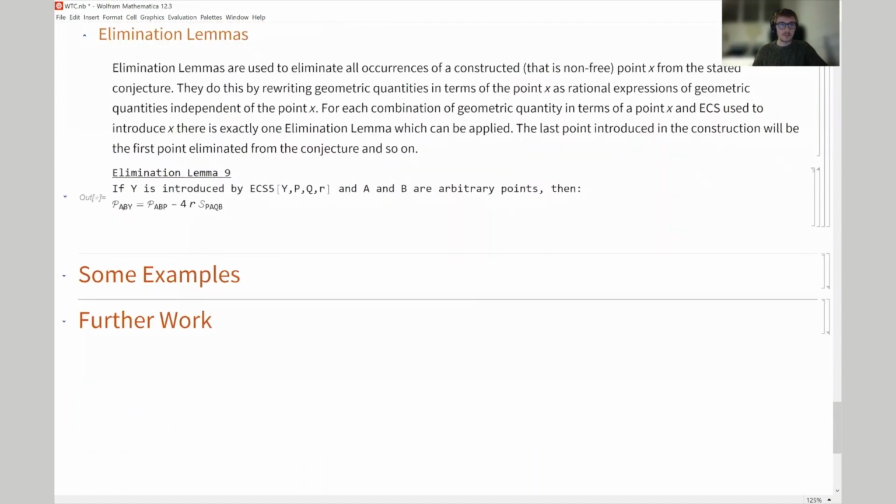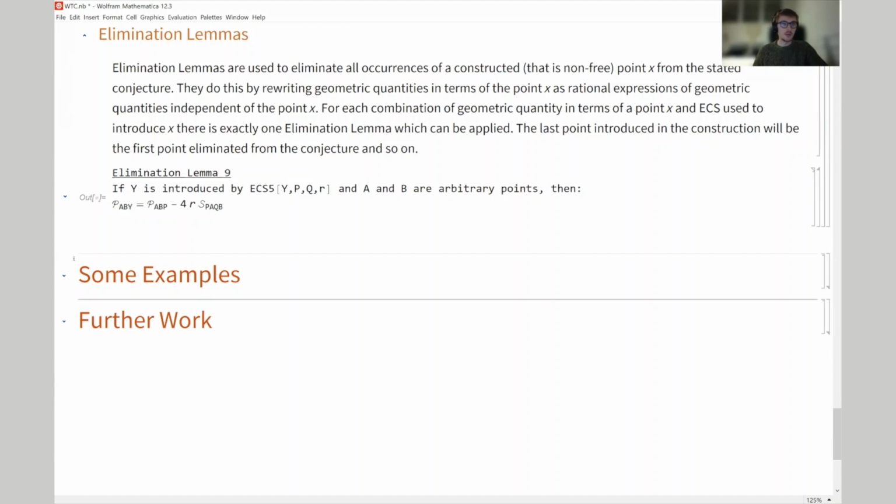So just to give an example of what such an elimination lemma looks like, if we have that y is introduced by the fifth construction step and a and b are arbitrary points, then we can replace the Pythagorean difference in terms of a point y as a rational expression in some geometric quantities which don't depend on the point y. Here you see y does not appear on the right-hand side.